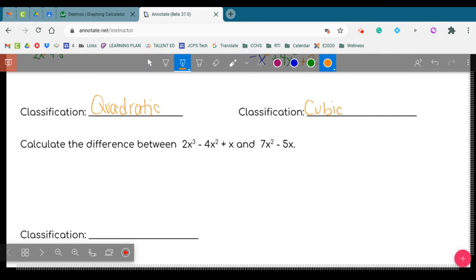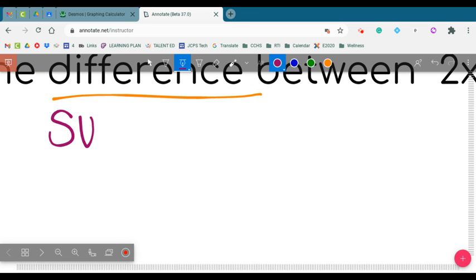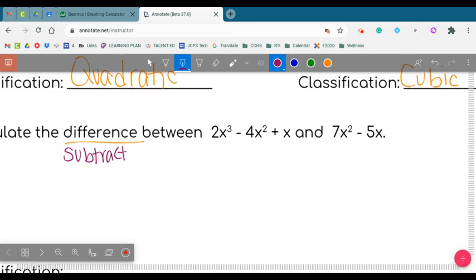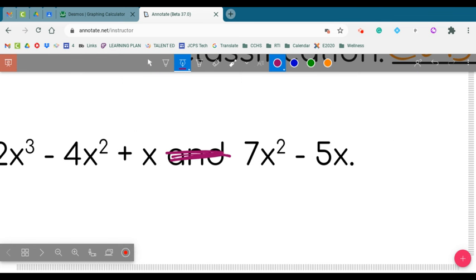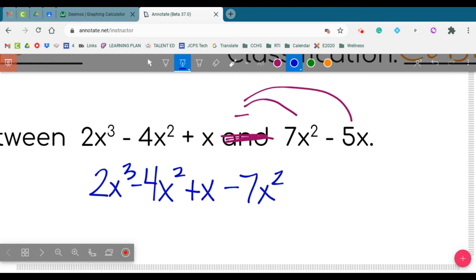It says calculate the difference between 2x cubed minus 4x squared plus x and 7x squared minus 5x. Difference means we subtract. So whenever I say difference, this "and" sign just needs to be crossed out, and this will be changed to a negative. This negative needs to be distributed to both things after it. The front part will stay the same. This positive 7x squared will become a negative 7x squared, and this negative 5x will become a positive 5x.